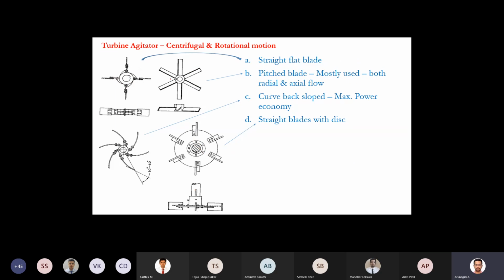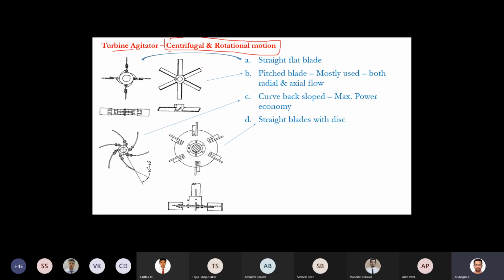Or we can go for this type of turbine agitators. In the earlier case, these paddle agitators provide very poor circulation. Okay, they just transfer the energy, and also their peripheral speed is very low, so the mixing will normally not be uniform. To go for better mixing, or whenever the viscosity is low, you will go for turbine agitators.